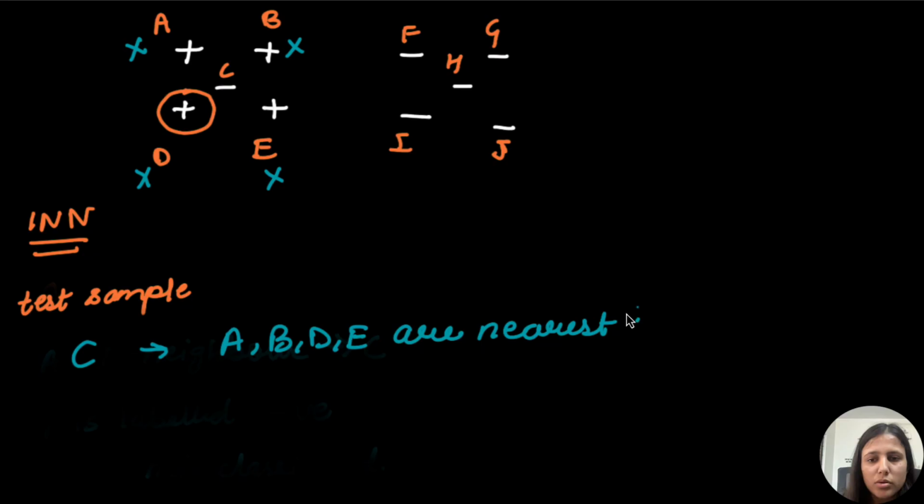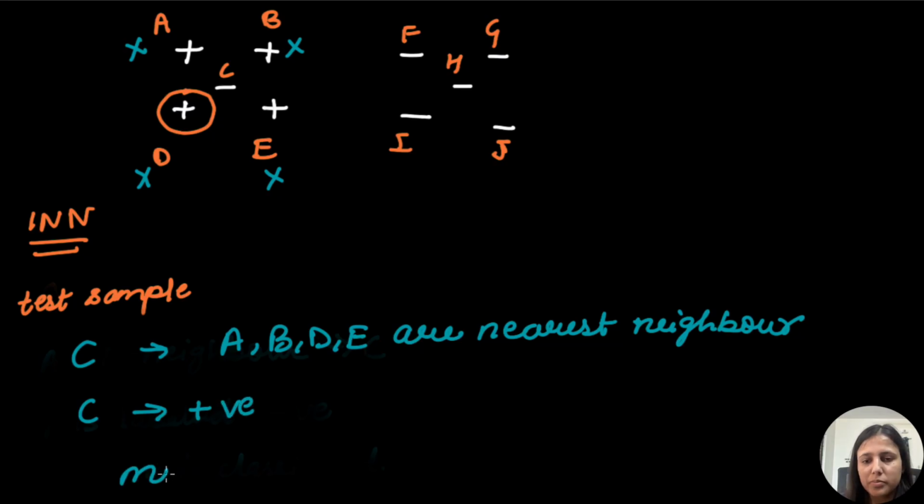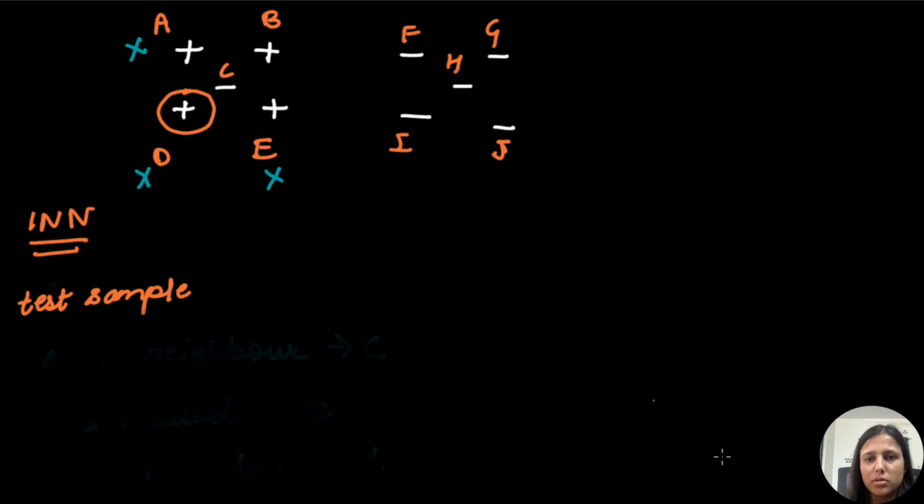So A, B, D and E are nearest neighbors, and all of them are positive, so C will be labeled as positive if it's in the test set. This will also be misclassified. So C is also misclassified, correct? So this is also misclassified, this is also misclassified. Let's come to the right side of the data set.